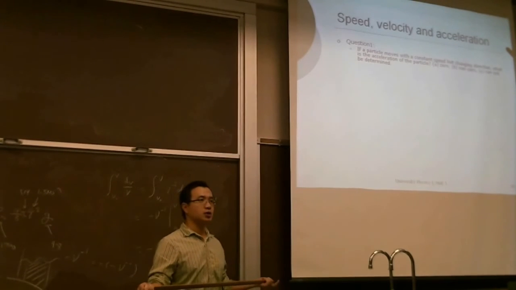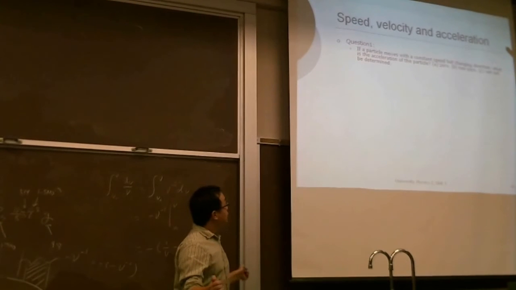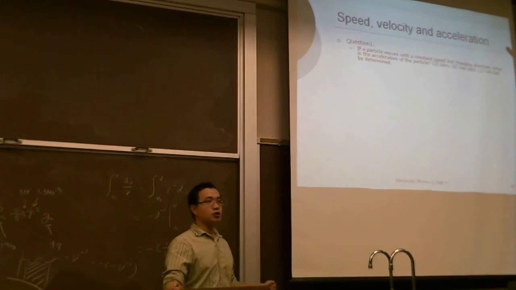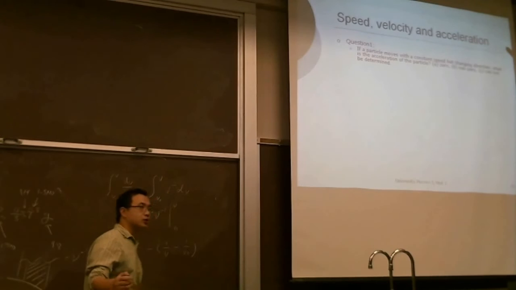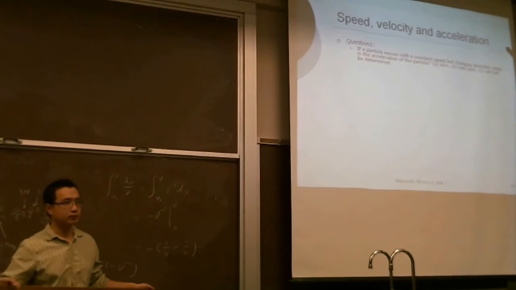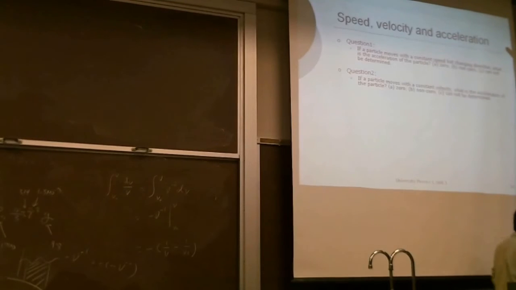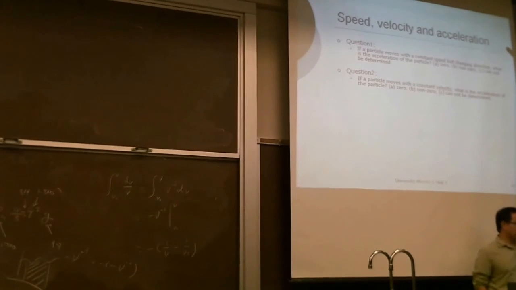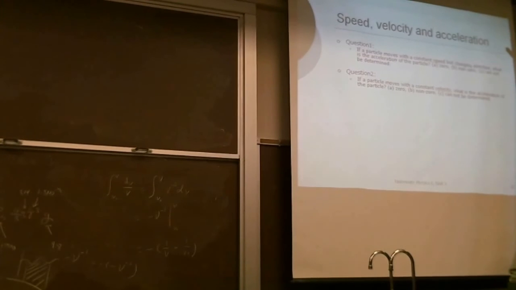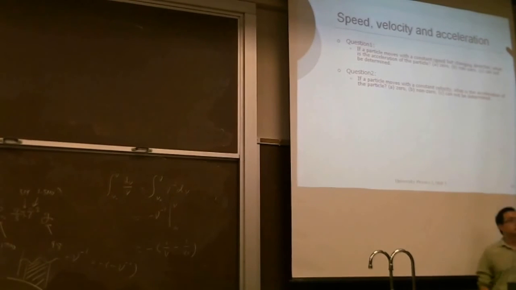So the answer is B. Since I say that the direction is changing, you can determine it has to be non-zero. Question 2. Of course, now it's review. If a particle moves with a constant velocity, what is the acceleration? A, 0.